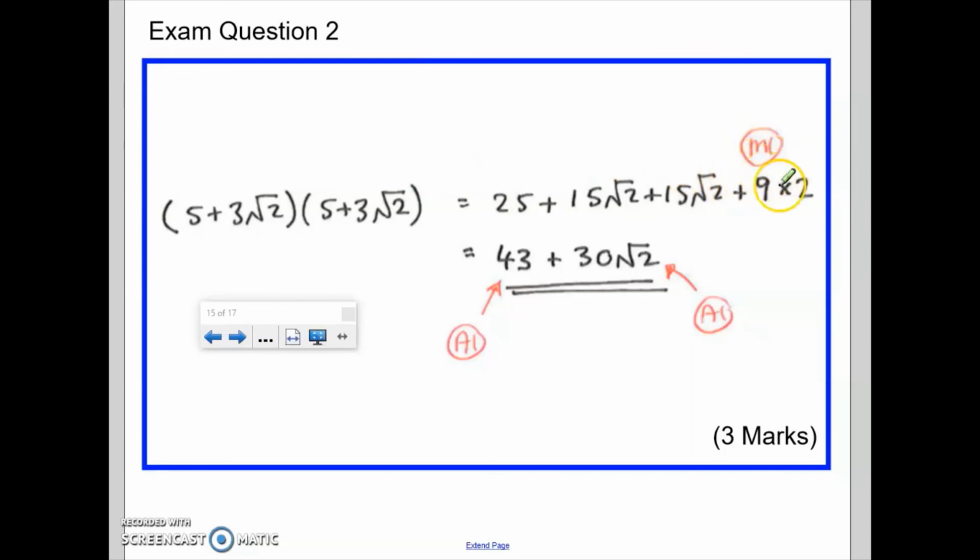So 1 method mark available for this expansion for ending up with your 4 terms. You may put 18 here, or 9 times 2 is appropriate as well. Then when we simplify, 1 mark for 43, and 1 mark for 30 root 2's when we add both of these 15 root 2's together. Very well done if you were able to get all 3 marks on this question.